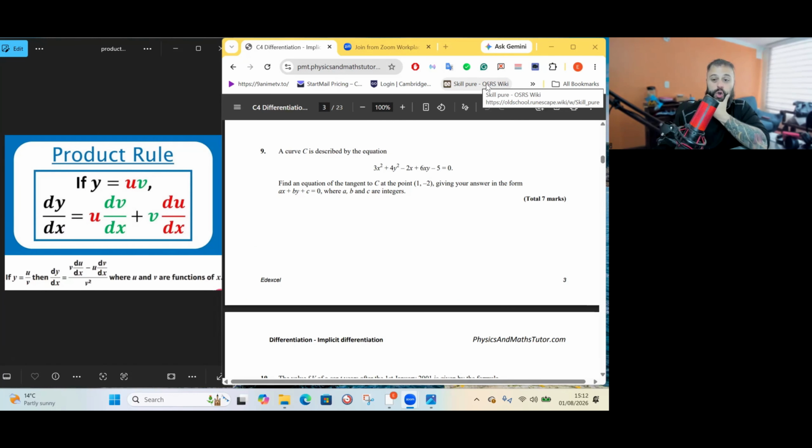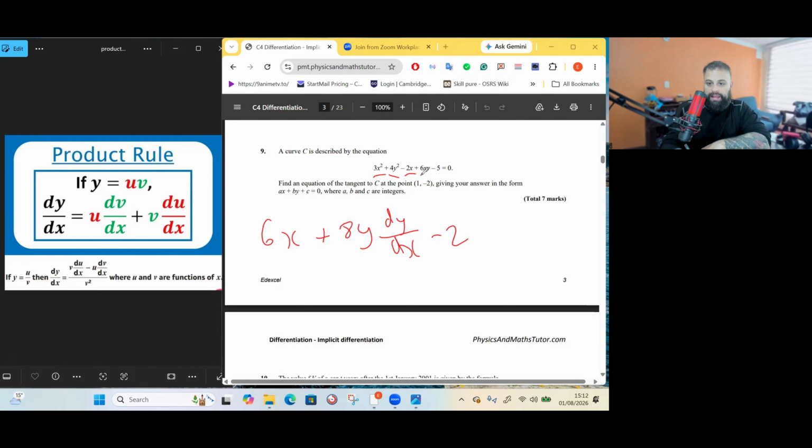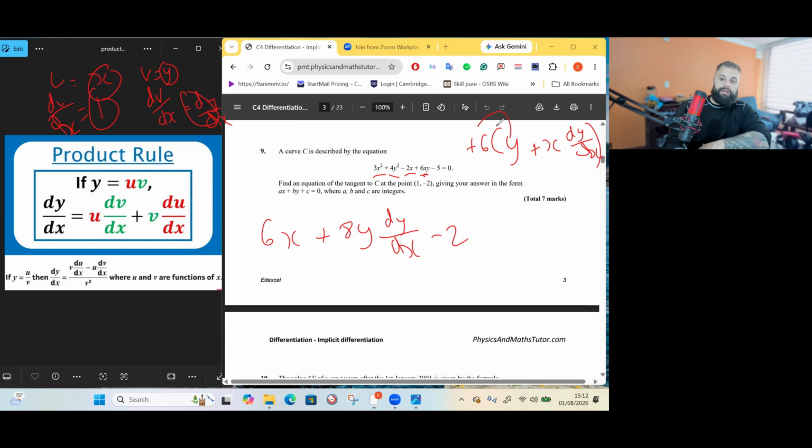So let's solve question 10. So we have to differentiate 3x squared, so that will become 6x. We got to differentiate that, which will become 8y, and then we just put in dy by dx because we're differentiating it implicitly. This is just -2, and then we got +6. So I'm going to write +6, and then we got to differentiate xy. So I'll put u as x, I got to put v as y. y times by this, you write y. That times by that, you put x dy by dx. 6 times that, 6 times that, you get that. And this is just going to be equal to the number 0.